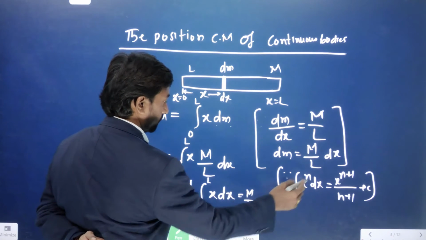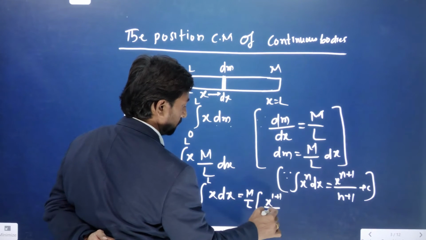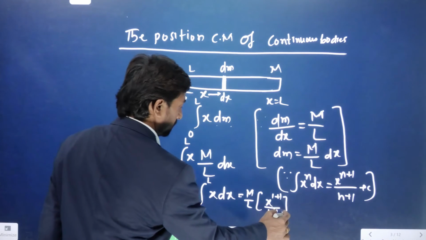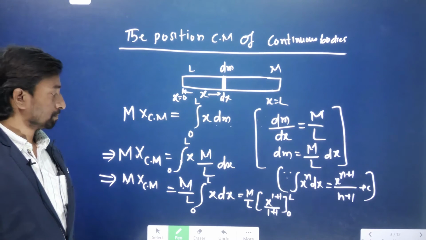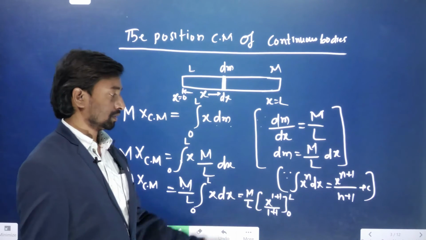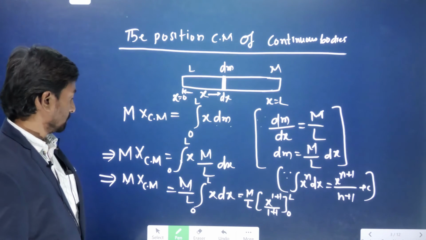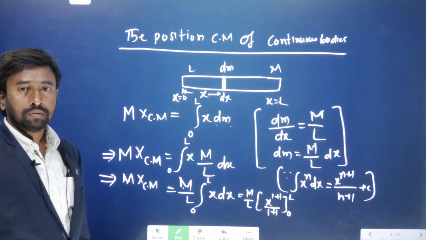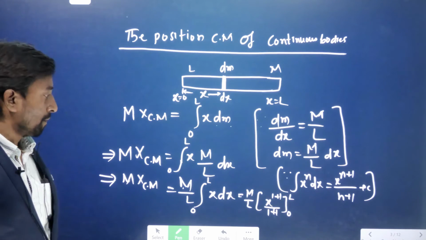So, we will get the formula x power 1 plus 1 divided by 1 plus 1. The integration has the limits, we will write here 0 to L. Next we have to simplify that. So note it down up to here, then we will go for the next page.